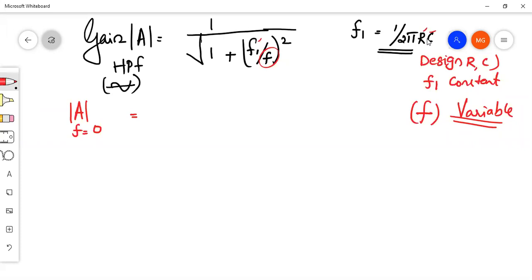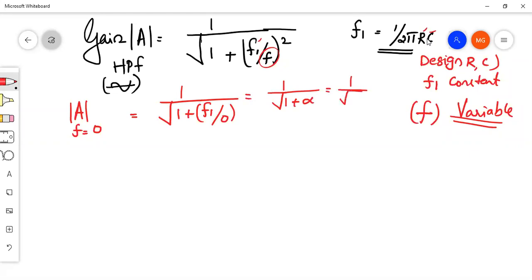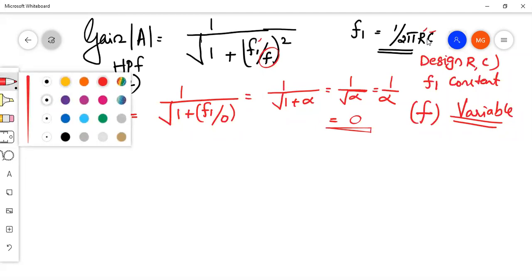Okay. I will derive: 1 divided by root of 1 plus f1 by f, where f1 is a constant. When f is 0, f1 divided by 0, what is 1 by 0? Infinity. So 1 plus infinity is infinity, and root of infinity is infinity. Then I will get the value equal to 0. So you got the idea? Yes, sir.